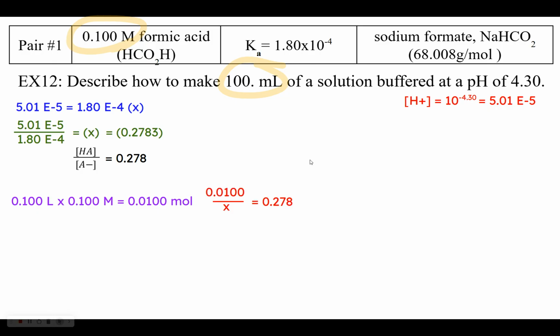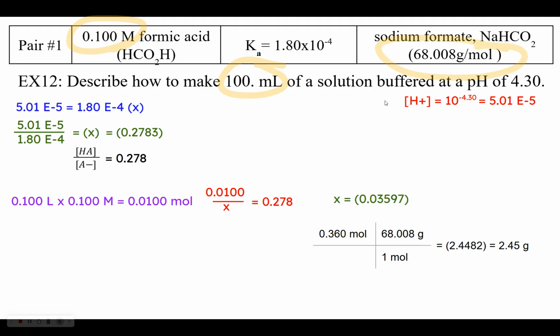So if I can plug that into my ratio, I've got my acid over the X, which is the amount of conjugate that I'm going to be needing here, equal to my 0.278 ratio. That tells me that I'm going to need 0.360 moles of my conjugate. And because I was given my formula mass of my sodium formate, I can use dimensional analysis to turn those moles into grams, and that tells me I need 2.45 grams of my sodium formate in this buffer solution. So basically everything is the same as what we did in that last problem.